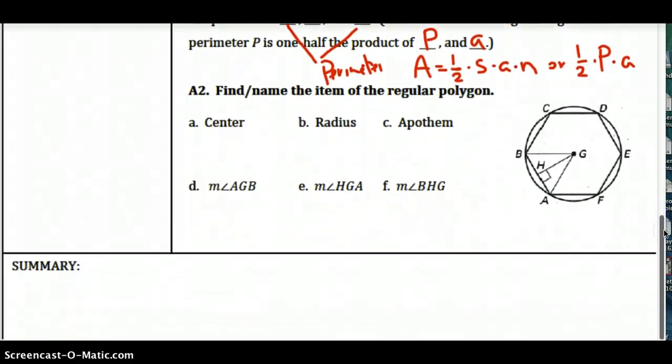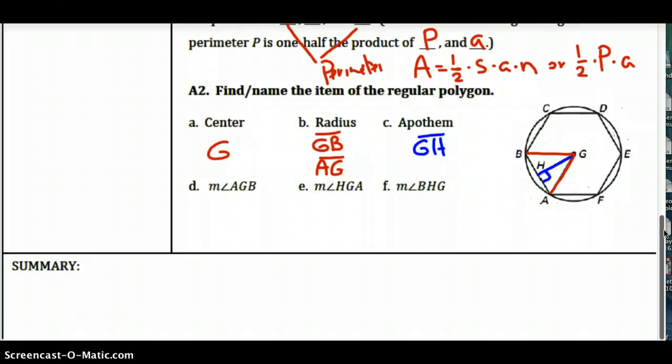Now moving on, just to name some items here, G is the center. We actually have two radii, they're right here and right here. So I could call it GB or BG, and AG would be two examples of radii. The apothem is right here in blue, so that's going to be GH, that segment there.